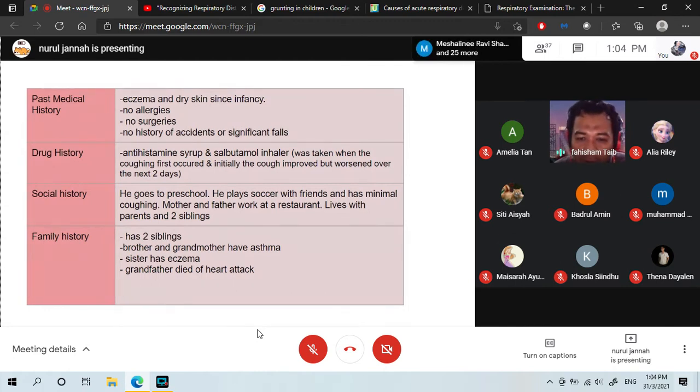Okay, what about the social history? What are other important social history apart from preschool and everything? I want to know more. Is the father a smoker or not? That's the social history that I want to know. Just no smoker, okay, right. What about environment? Does he live in an area where there's smoke, or something like a quarry or whatever?